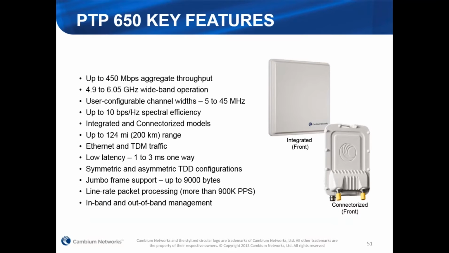The 650 will give you 450 meg. Once again, very small package, highly reliable radio. It can go a long way. You can see up to 124 mile range. It's an Ethernet radio. We also have TDM drops off of it if you want to do that.